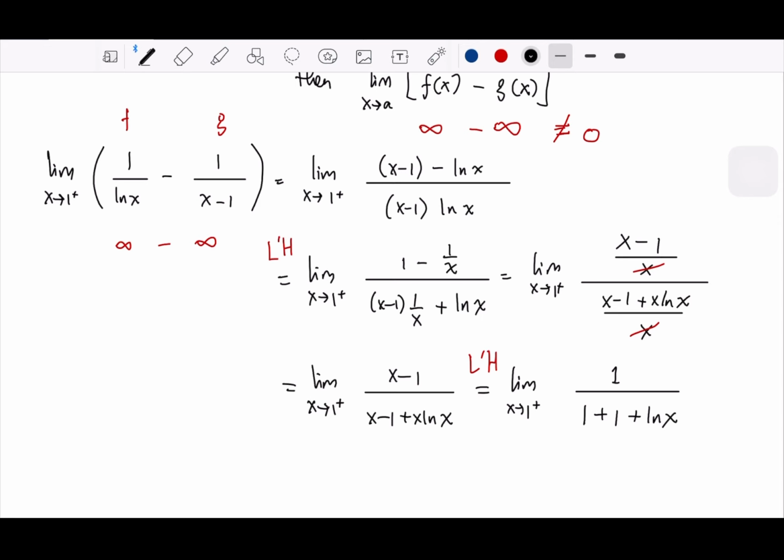The derivative of x ln x is going to be 1 plus ln x. So if we take the limit, we are going to have 1 over 2.